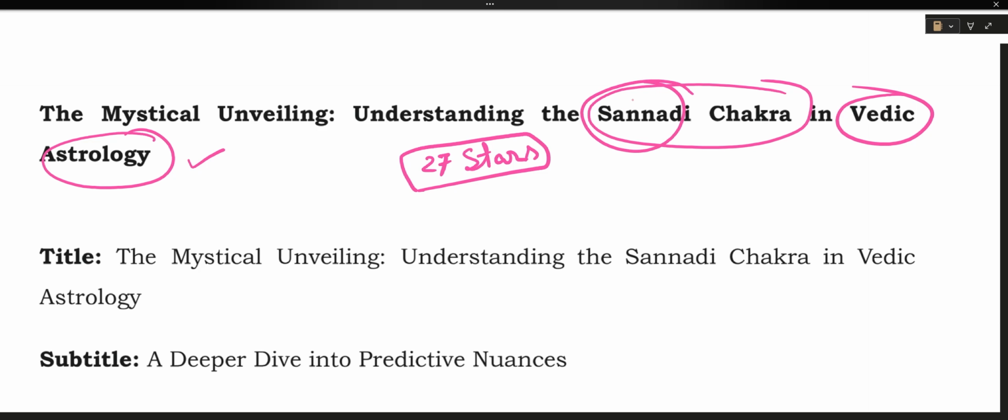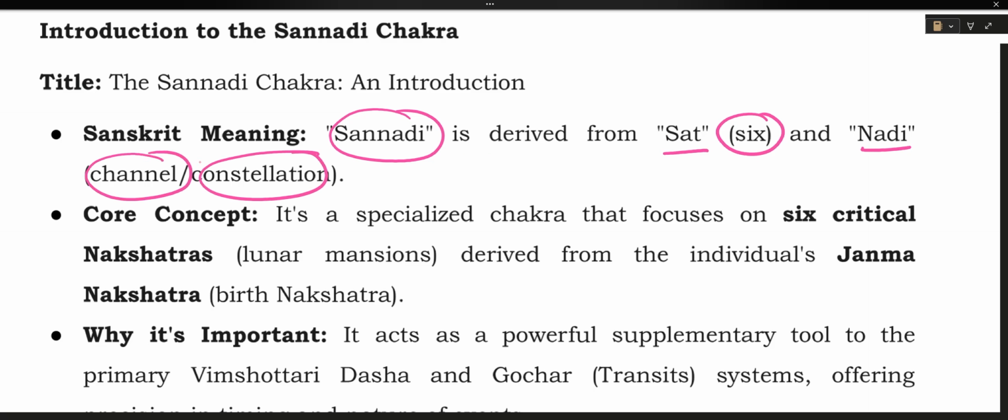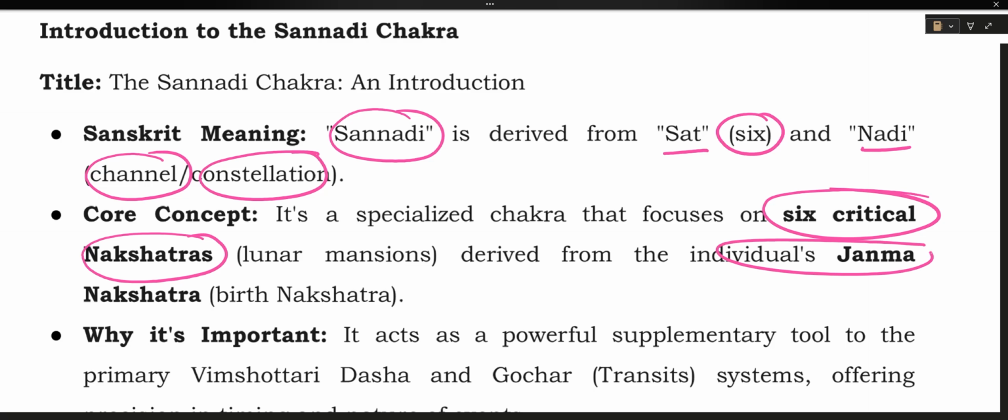This is a complex technique, so it is not widely used, but it is very significant while making an accurate prediction. Let us understand what is Sannadi Chakra. Here Sannadi is composed of two words, Sat and Nari. Sat means 6 and Nari means the constellation, or channel through which we derive our energy or energy flow from the cosmos.